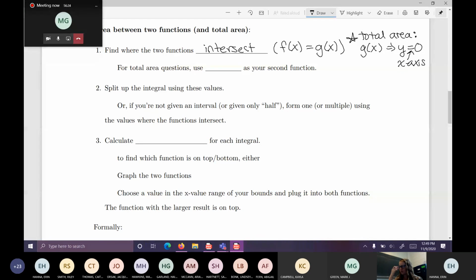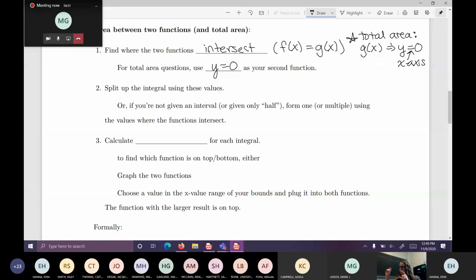And again, I don't think we'll get to an official example. Actually, we're almost out of time. Let me just write this down really quick. So for total area questions, as I just said, use y equals 0 as your second function. We're going to have to then split up the integral because we need to treat the stuff that's below the x-axis as positive. So we need to split it up where it crosses the x-axis.